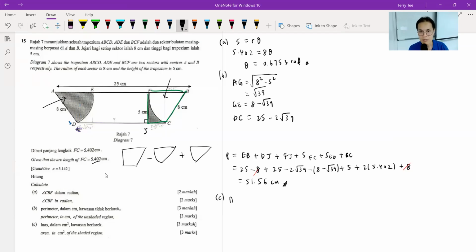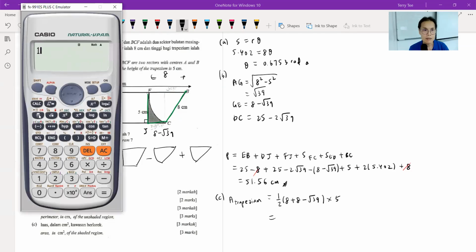So you subtract the sector, then you add back the sector. So basically, you're actually finding area of trapezium, isn't it? You're only finding the area of trapezium. So don't bother adding and subtracting the sector. Now, for this trapezium, like previously I mentioned, we know JC is 8 minus 39. We know this is 8. We know the height is 5. So area of trapezium is given by half sum of parallel sides, 8 plus 8 minus 39, right? Then you multiply your height. Your height is 5. So this will give us half, 8 plus 8 minus 39, close bracket, multiply by 5. Okay, answer is 24.39.